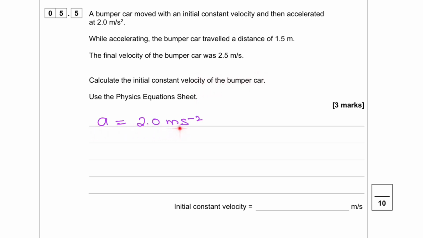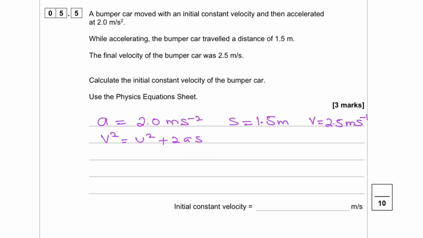Acceleration is 2 meters per second squared. Distance covered is 1.5 meters. Final velocity is 2.5 meters per second. Using v squared equals u squared plus 2as, where v is the final velocity, u is the initial velocity, a is the acceleration, and s is the distance.